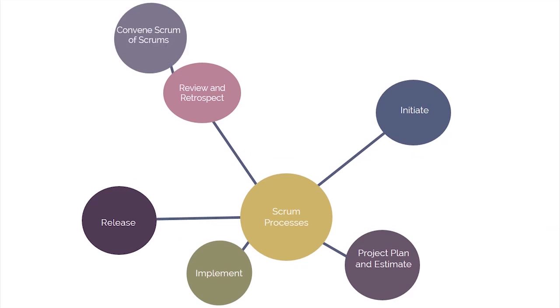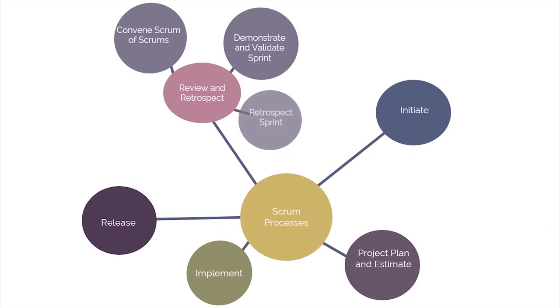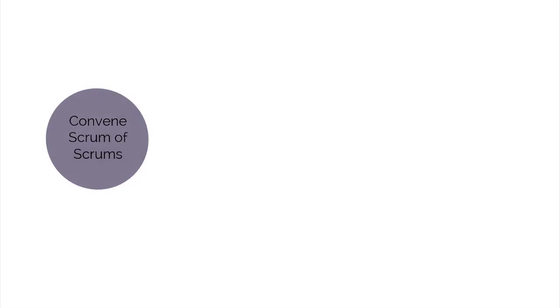The next phase is Review and Retrospect. There are three main processes that take place during this phase. The first one is Convene Scrum of Scrums.